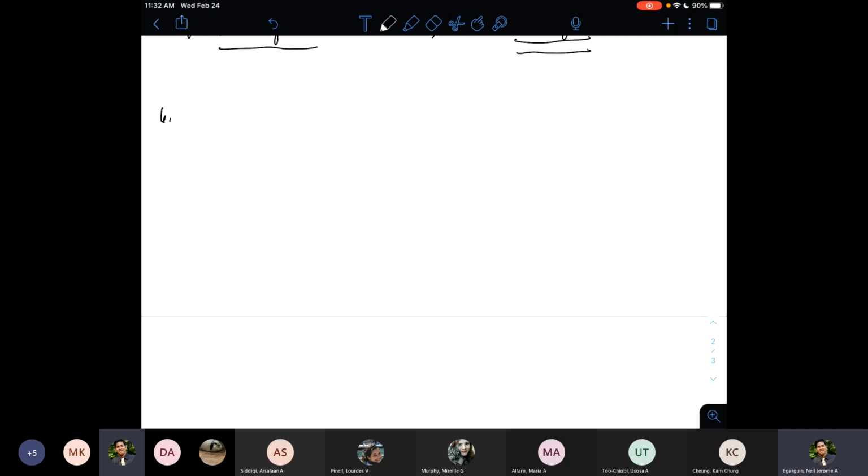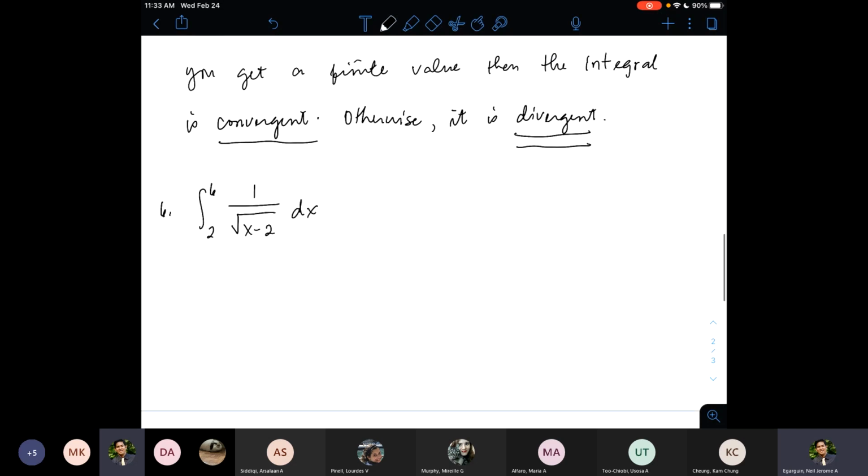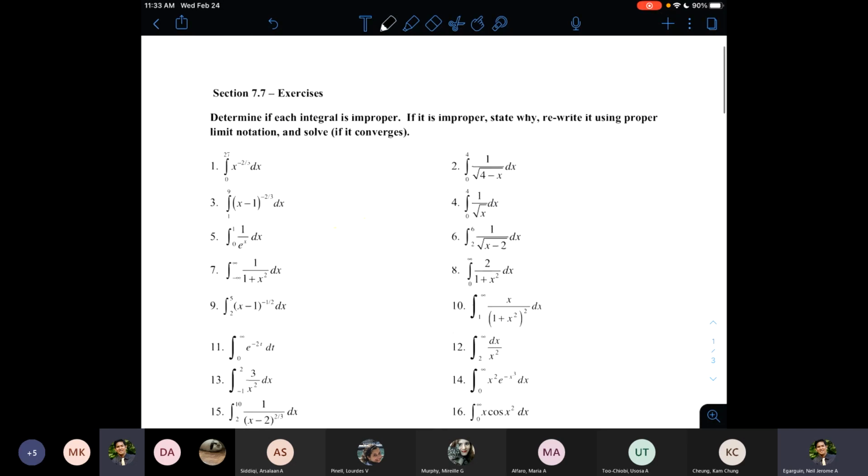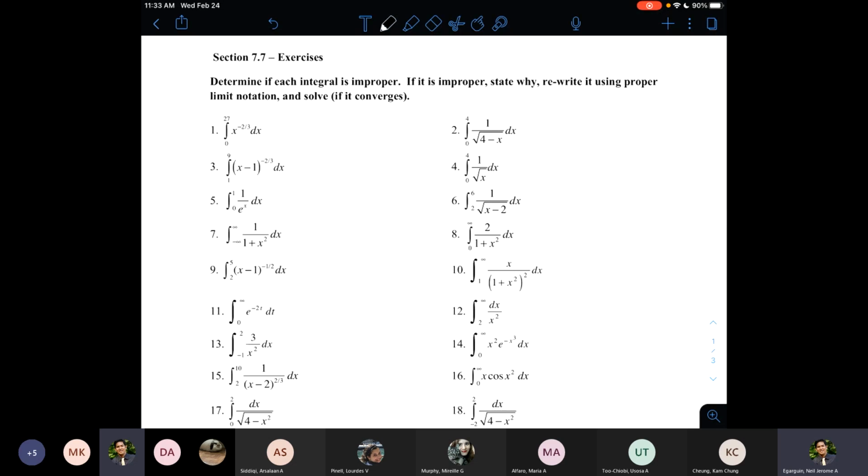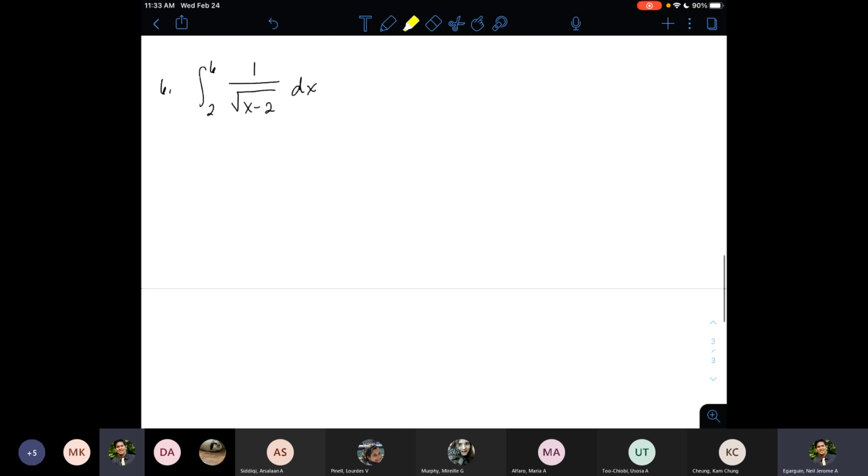Okay. Let me start with the exercise, problem number 6. Problem number 6 is the integral from 2 to 6 of 1 over root of x minus 2 dx. Oh, by the way, the instruction here in worksheet 6 is first determine whether the integral is improper, and if it's improper, state why, and then use proper limit notation and see if it converges. Okay, so let's keep that in mind. So let's see. This is problem number 6.